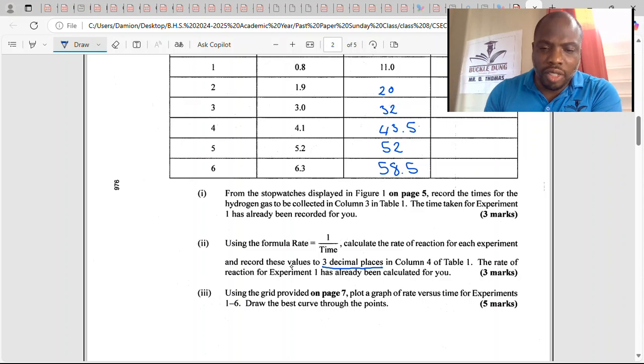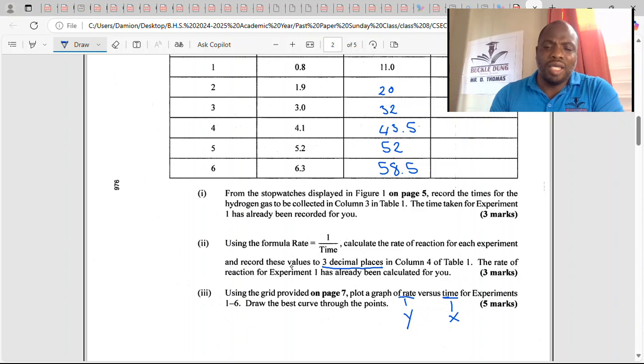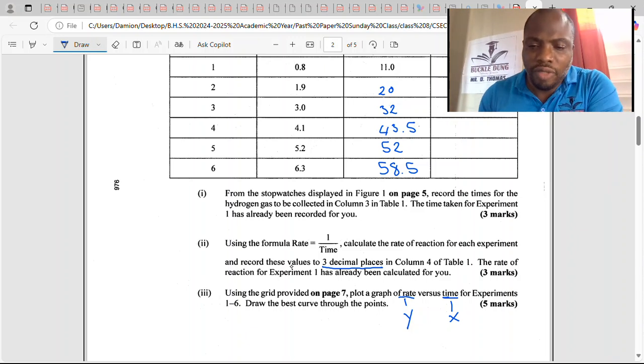So, using the grid on page 7, plot a graph of rate. Once we see rate versus time, the first variable goes on your y-axis, and the second one goes on your x-axis, if you never knew. CXC has been making it very easy. Usually when they give these things, they might give you one blank graph. Now they're actually writing the figures, giving you the scale and everything, making it easier for students. Even giving you the formula. By right, you're supposed to know this.